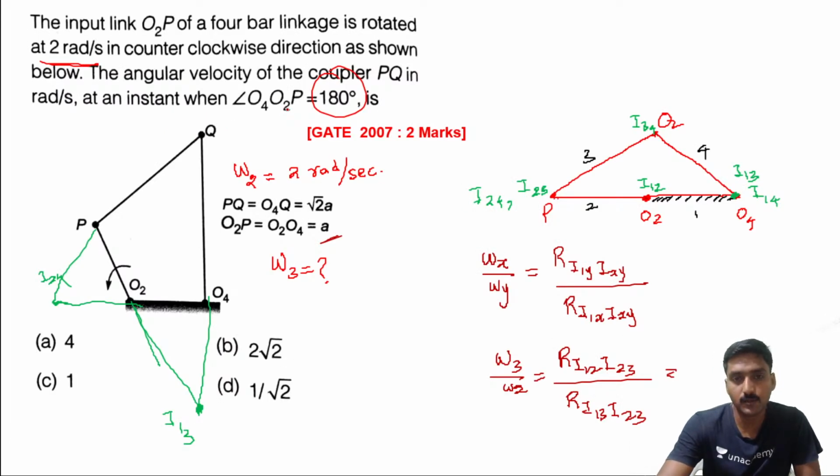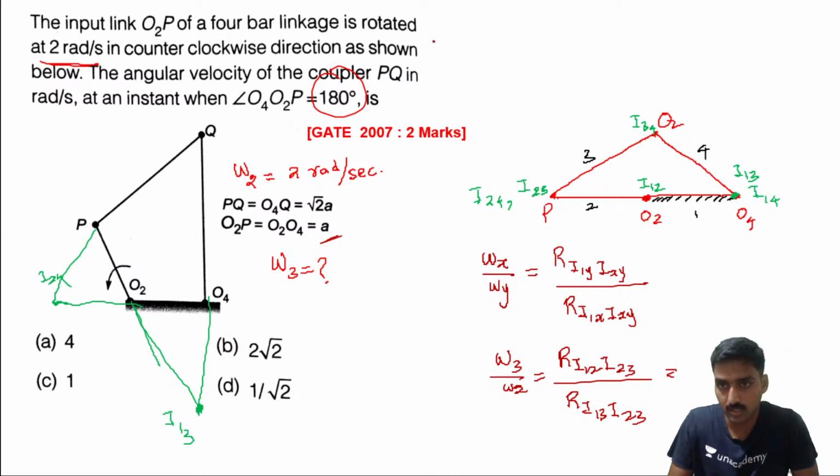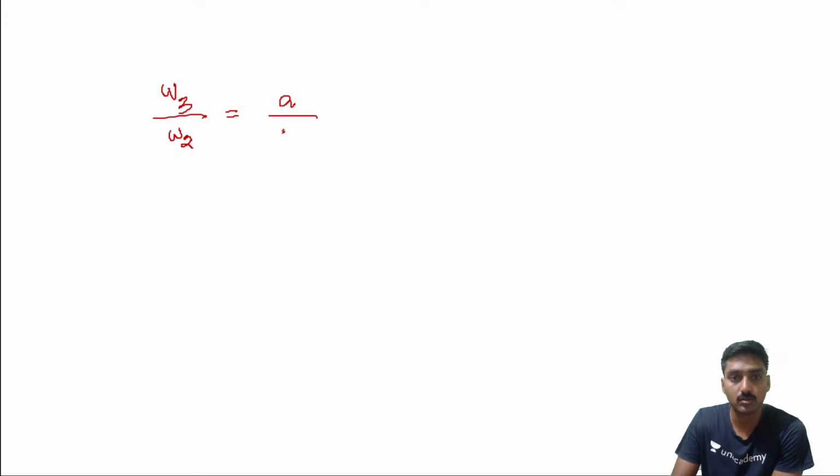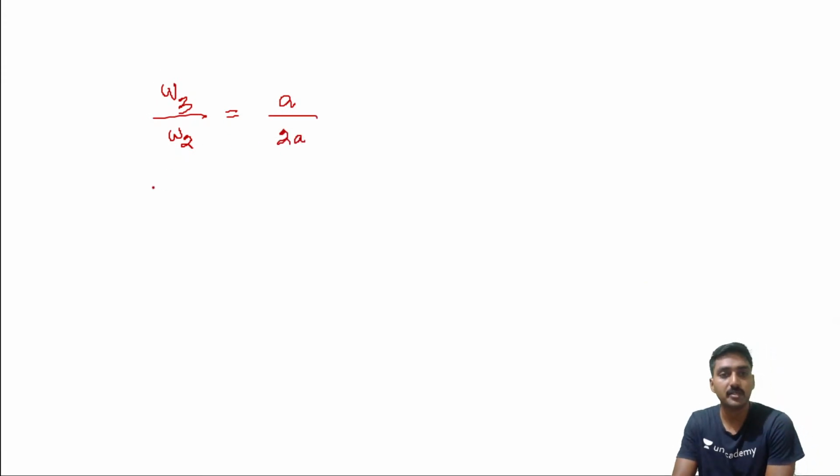Then next one, the distance in between I13 and I23. What will be the I13, I23? That is distance A, here also A. It's O2 to O4 plus O2 to P. It's A plus A, equal to 2A. Now what will be omega 3? Omega 3 is equal to omega 2, which is 2 radian per second, into A divided by 2A, which is equal to 1 radian per second.